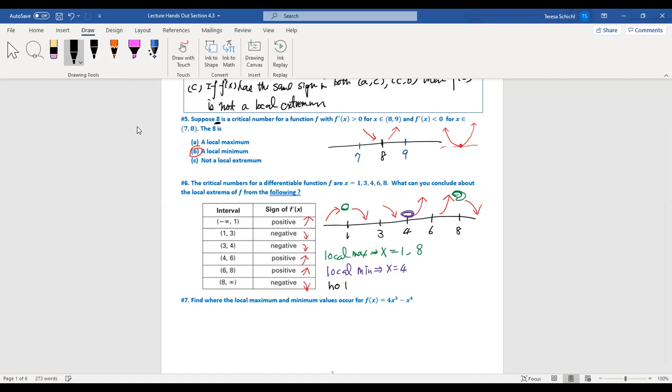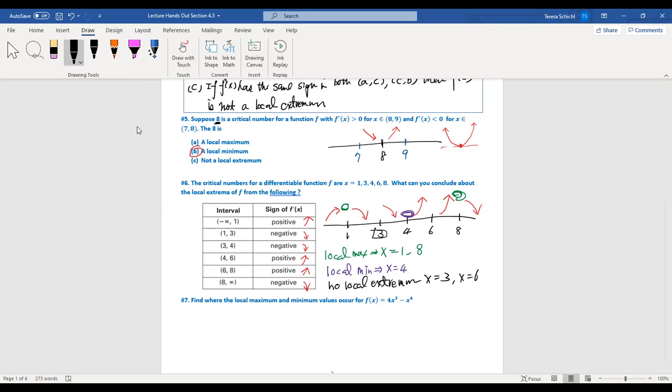Now we still have no local extrema at x equals 3, right? For 3 here, it just continues going down, and x equals 6 just continues going up, right? So there are no turning points here. All right, so now the next thing is here.